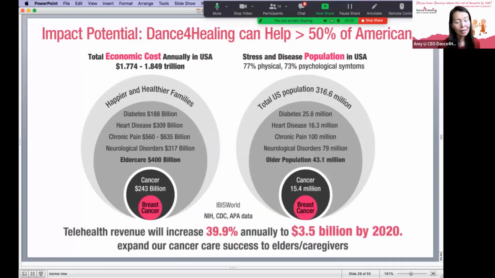On the left side, this is the economic cost impact. As you can see, all the disease colors: we started with cancer, but we really can impact many other chronic diseases. On the right side, this is the population impacted by different diseases.